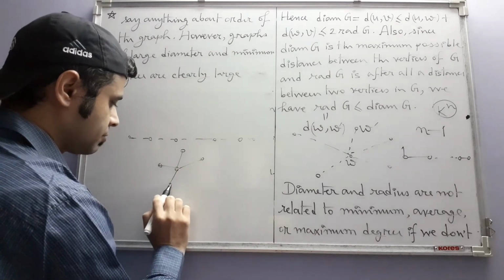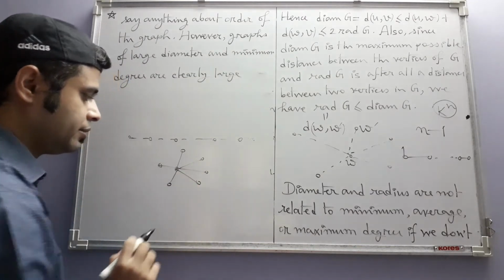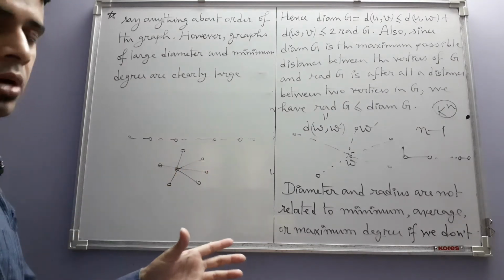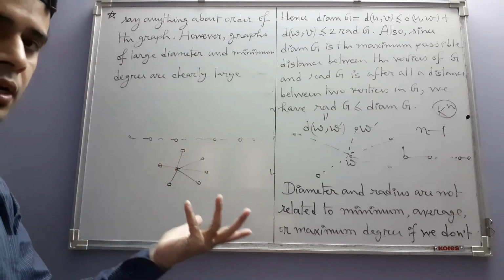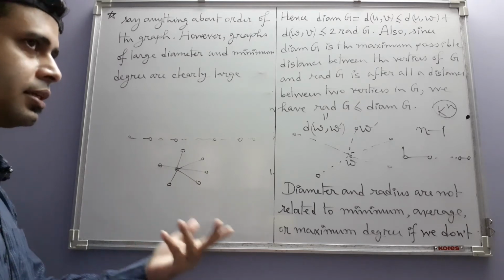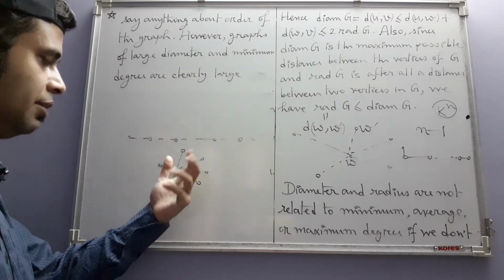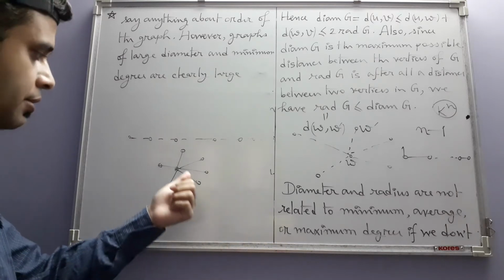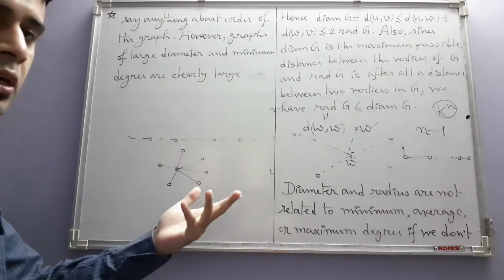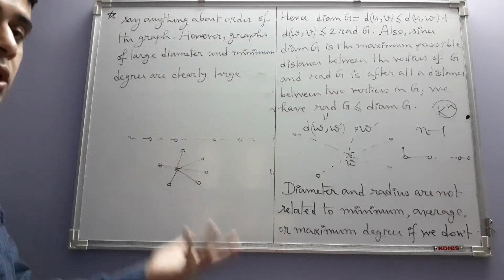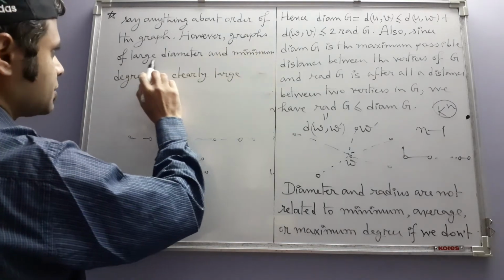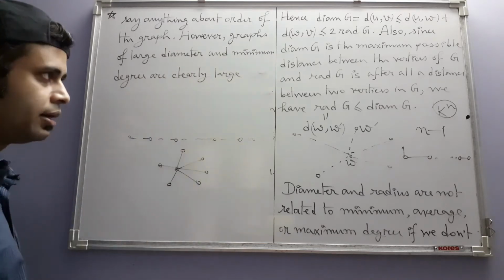will of course be the degree of some vertex. So that vertex will have many neighbors. So automatically many vertices are coming as parts of the graph. And since that is the minimum degree, the other vertices may have the same number of neighbors or even more neighbors, making the order even larger. So that's why the author says graphs of large diameter and minimum degree are clearly large.